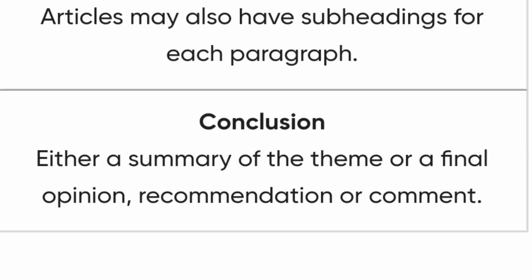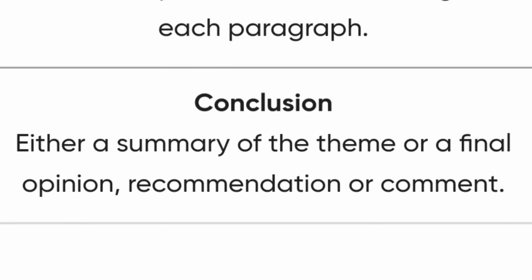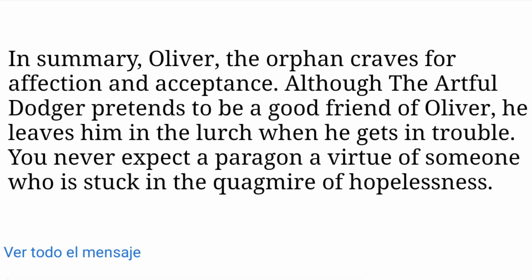Okay, so what we're going to see now is the conclusion, where we should see either a summary of the theme or a final opinion, recommendation, or comment. In summary, Oliver, the orphan, craves for affection and acceptance. Well, I think crave is a transitive verb, so the orphan craves affection and acceptance, no need for "for". Although the Artful Dodger pretends to be a good friend of Oliver, I suppose pretends to be a good friend to Oliver, he leaves him in the lurch when he gets in trouble.